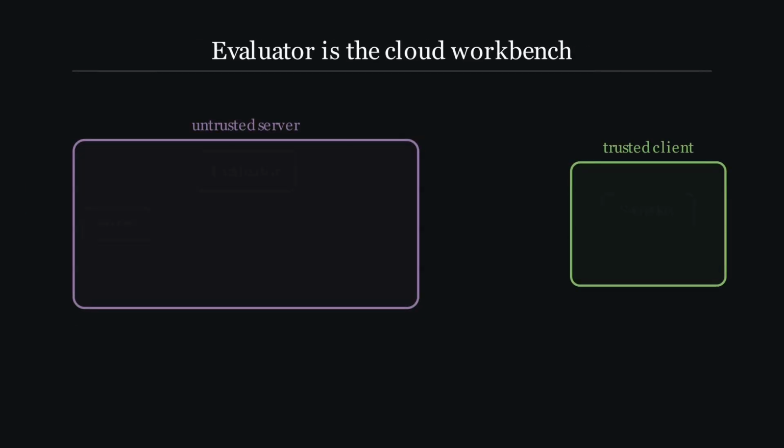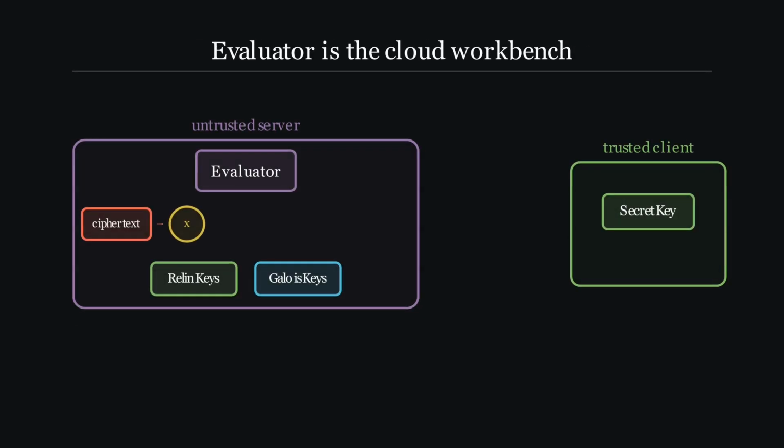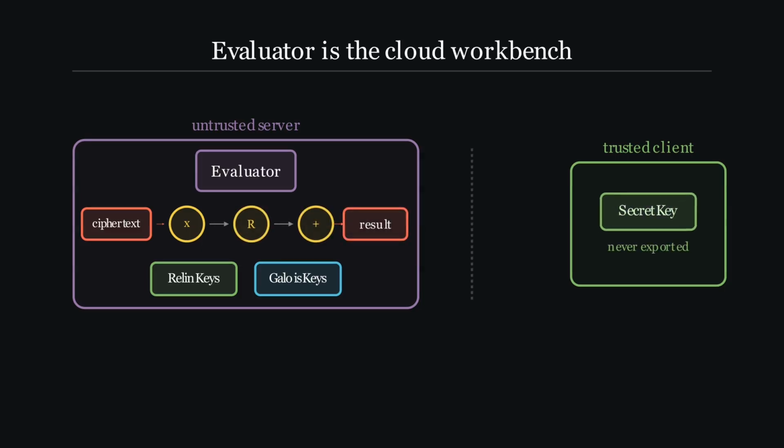Evaluator is the server-side workbench. An input ciphertext enters the purple region and passes through multiplication, rotation, and addition nodes. Relinearization keys and Galois keys support the specific maintenance and movement operations shown below. The output is still a red encrypted result.